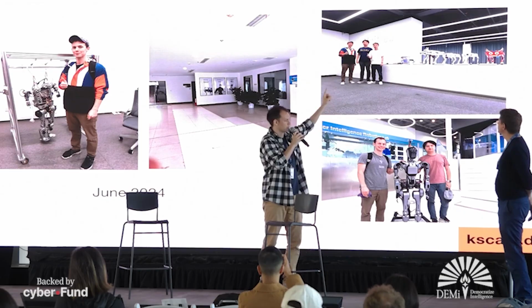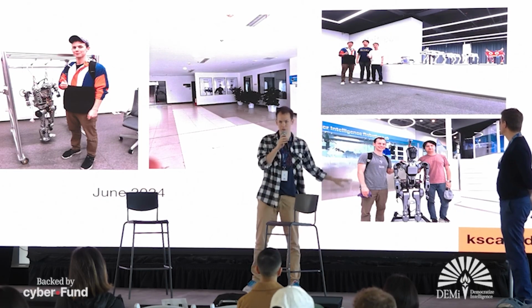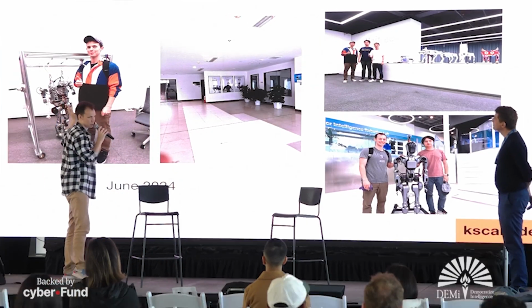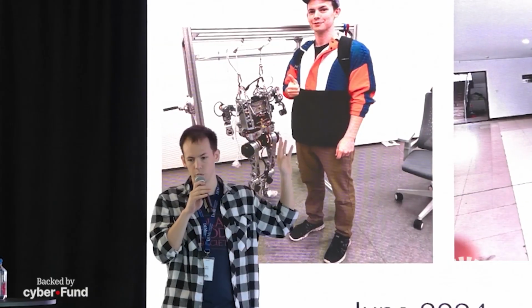I went to their office in Hangzhou. This is my friend Haru. He's a very cool guy too. Went and saw the Fourier Intelligence robot. That's really cool. But then there's all these other robots, like this one from this company called Noetix in Beijing. They're kind of lower end, a more affordable robot.